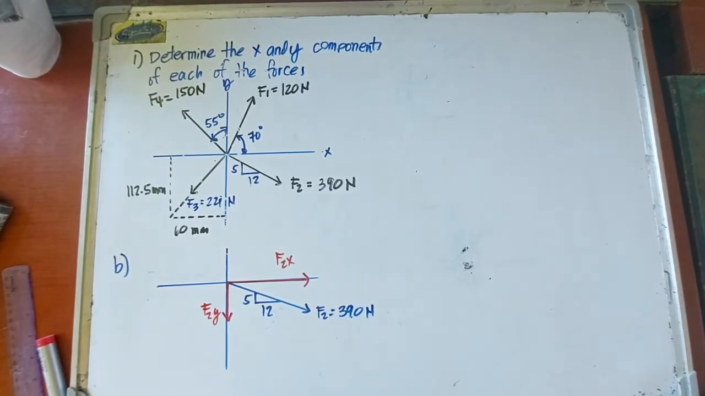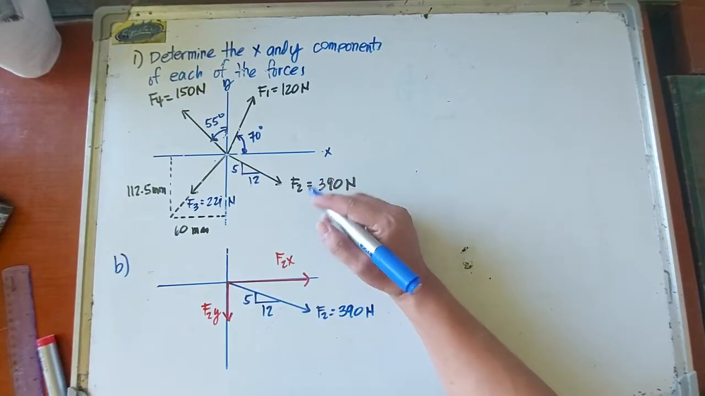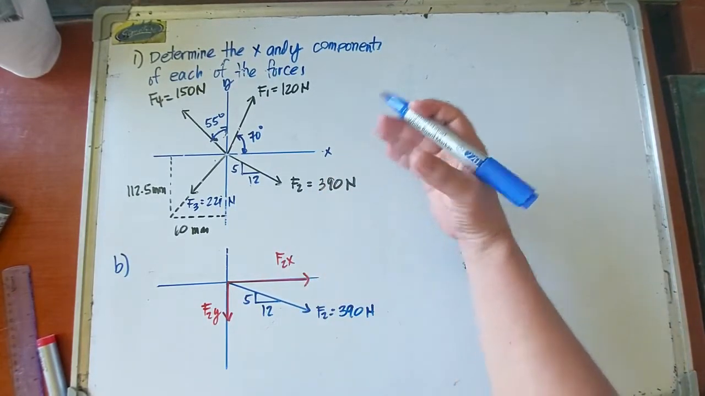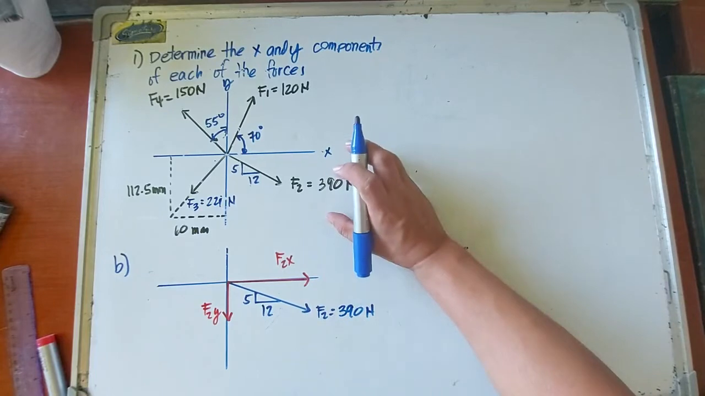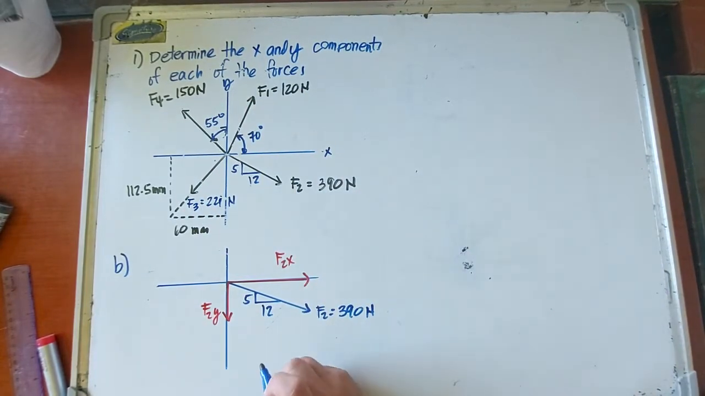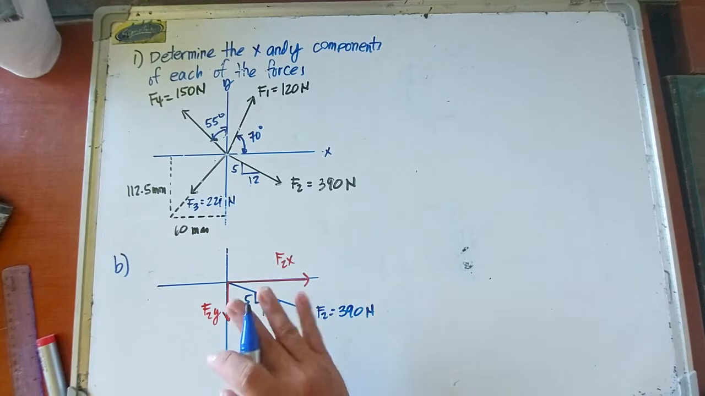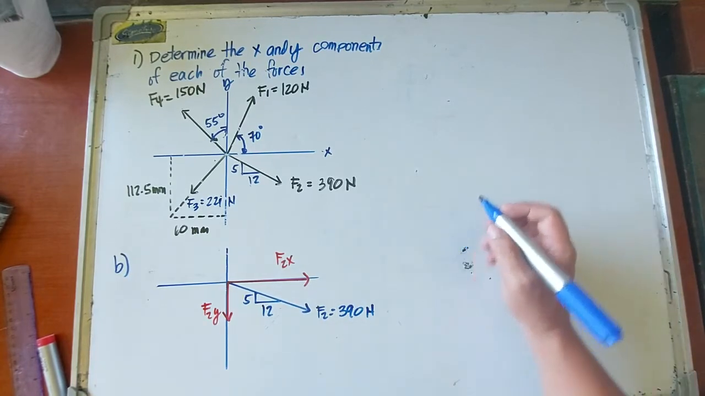Okay, letter B. Components of F2 along X and Y axis. So let's try again to isolate F2 from the rest of the forces. This is F2. Given naman yung rise and run, yung slope ng line of action of F2, so 5 vertical, horizontal is 12. So how do we solve for the components of F2 sa X and Y axis?